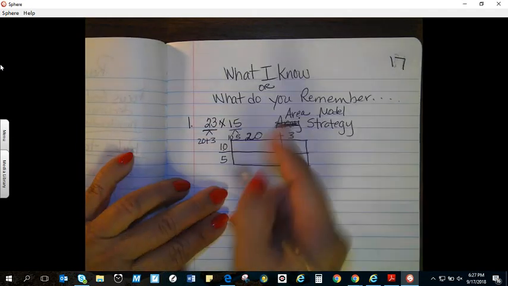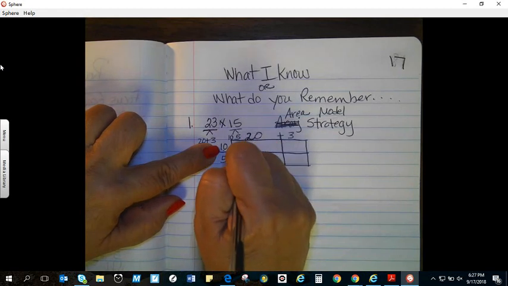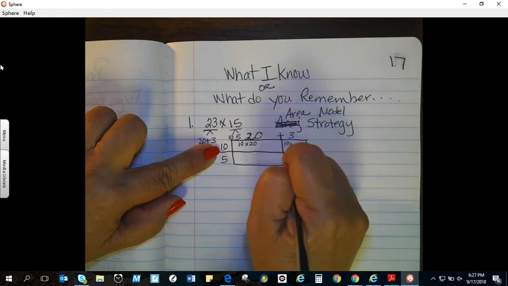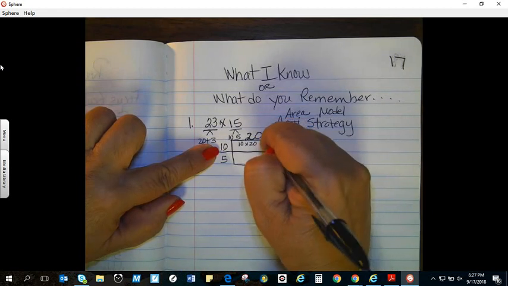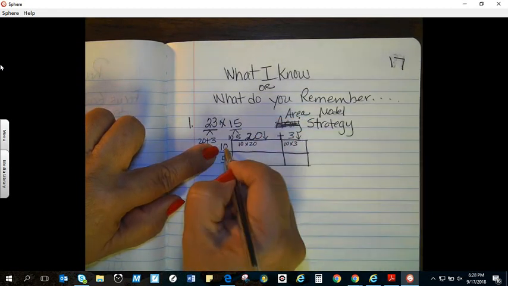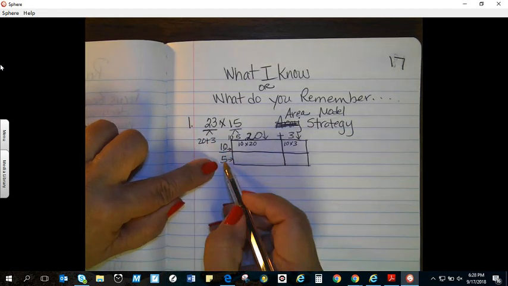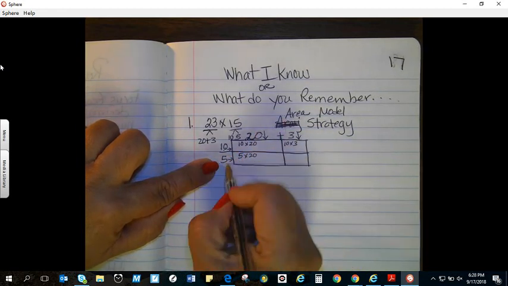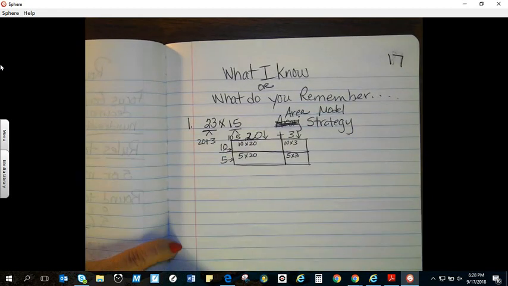One of the things that I found students were using is 10 times 20, 10 times 3. If you look here, the numbers on the top are the ones that are going down. The numbers to the side are going across. Now my next one is 5 times 20 and 5 times 3. And now I can multiply those out and then add them together.